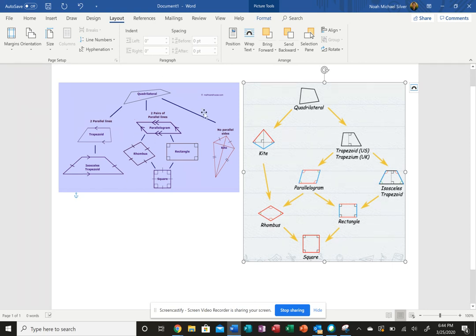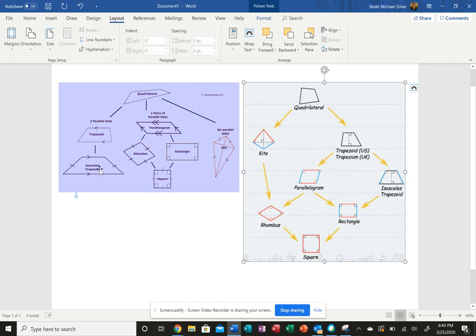Some of the assumptions that are being made in this one is that there is no connection between a kite and a rhombus, as shown in our original. Another assumption is that there's no connection between an isosceles trapezoid and a rectangle, as shown in the one on our right.